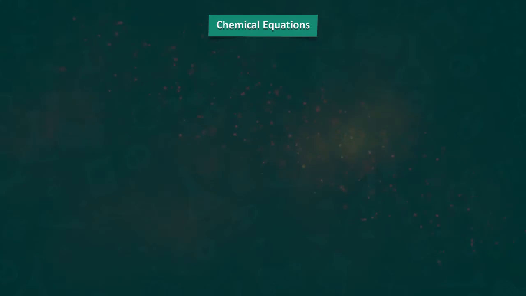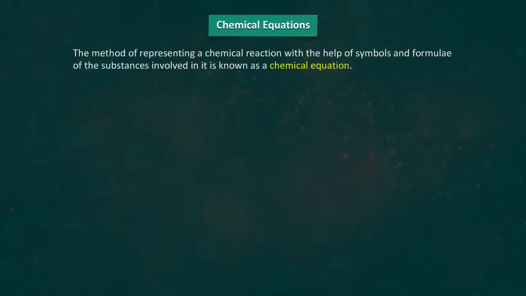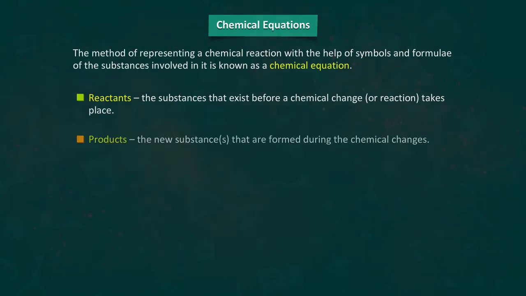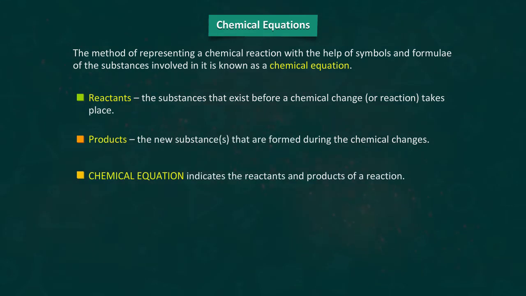Let's understand chemical equations. The method of representing a chemical reaction with the help of symbols and formulae of the substances involved in it is known as a chemical equation. Reactants: the substances that exist before a chemical change or reaction takes place. Products: the new substances that are formed during the chemical changes. A chemical equation indicates the reactants and products of a reaction.